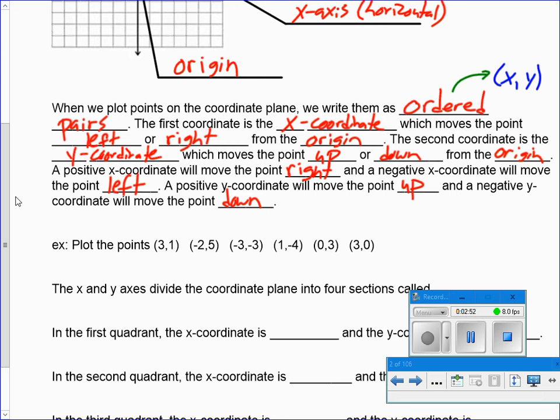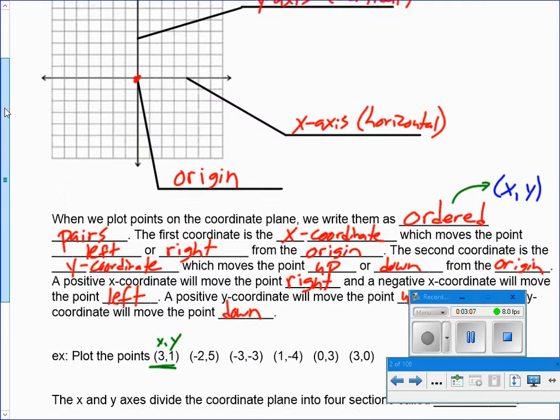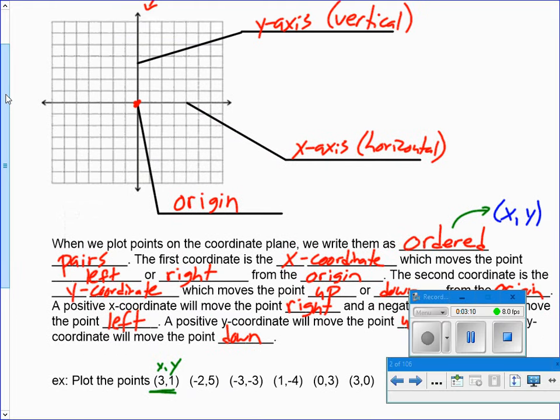Alright, so here are some examples of what this looks like. We're going to start by plotting this point here, (3, 1). This is an example of an ordered pair. Remember that first coordinate is my x-coordinate, so left or right. That second coordinate is my y-coordinate, it's going to move me up or down. For this first one, (3, 1), start with a 3, that's a positive number, so I'm going to move 3 to the right. And my second coordinate is a positive 1, which means I'm going to move 1 up from there. So I start at the origin, count out 1, 2, 3 to the right, and 1 up, and there's the point (3, 1).